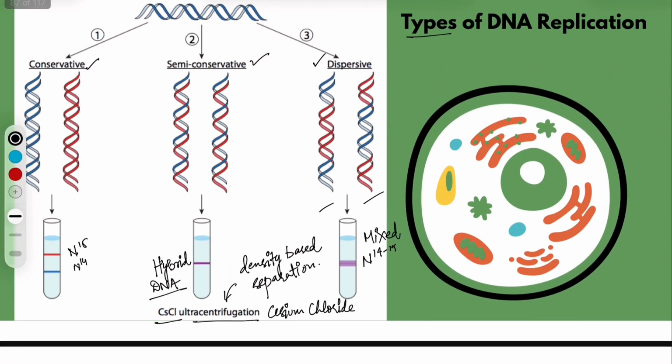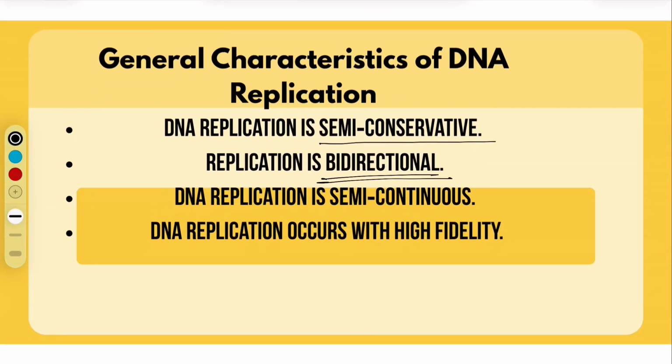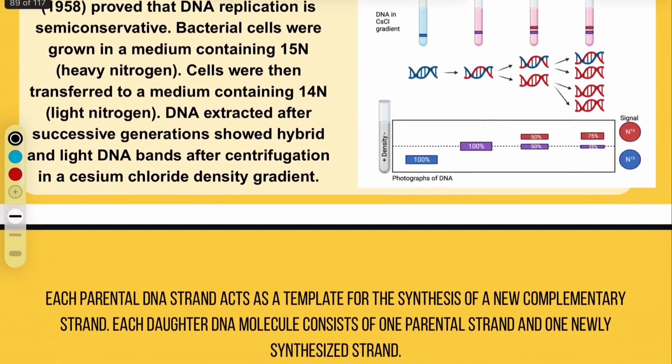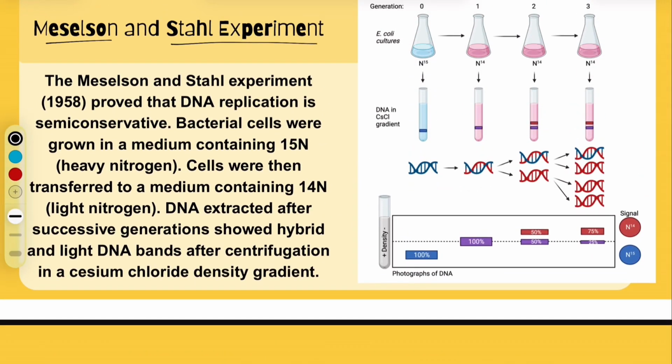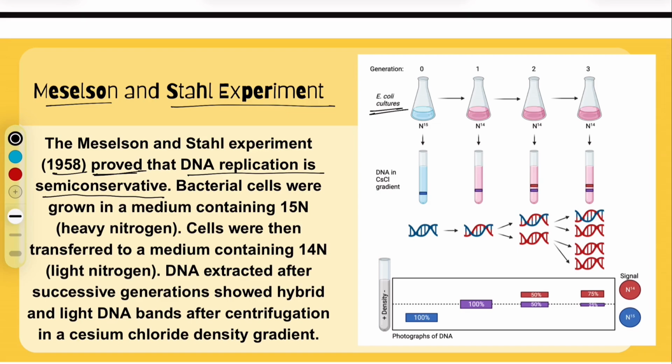General characteristics of DNA replication were stated: it is semi-conservative, the replication is bidirectional, and also not continuous, but semi-continuous, and it occurs with very high fidelity, meaning very high proofreading. The process was proved by Meselson and Stahl in an experiment in 1958, who proved that DNA replication is semi-conservative.